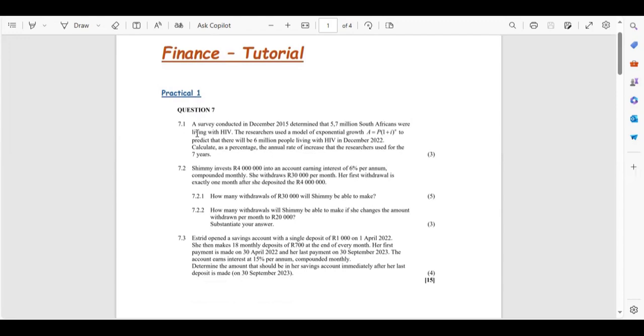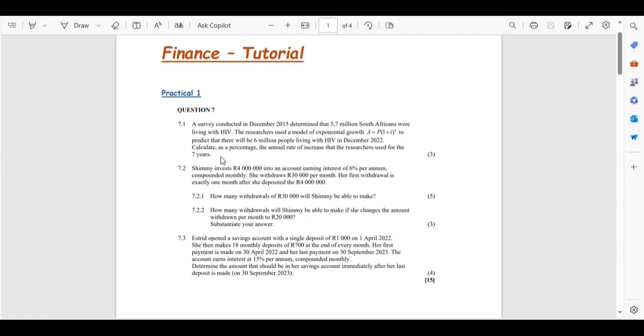Now, starting off with question 7, it says a survey conducted in December 2015 determined that 5.7 million South Africans were living with HIV. Now, the researchers use a model of exponential growth, and this is the formula they use, right, to predict that there would be 6 million people living with HIV in December 2022. All right. So basically, here they use the compound interest formula, right, to predict that there will be 6 million people living with HIV in South Africa in December 2022.